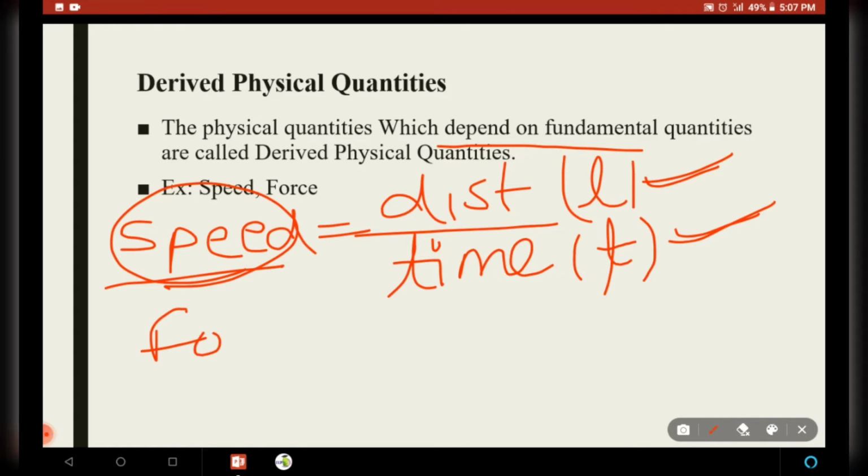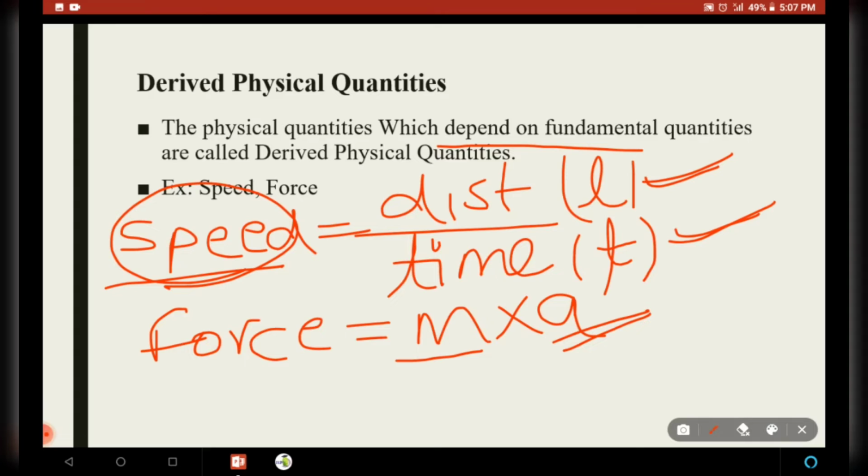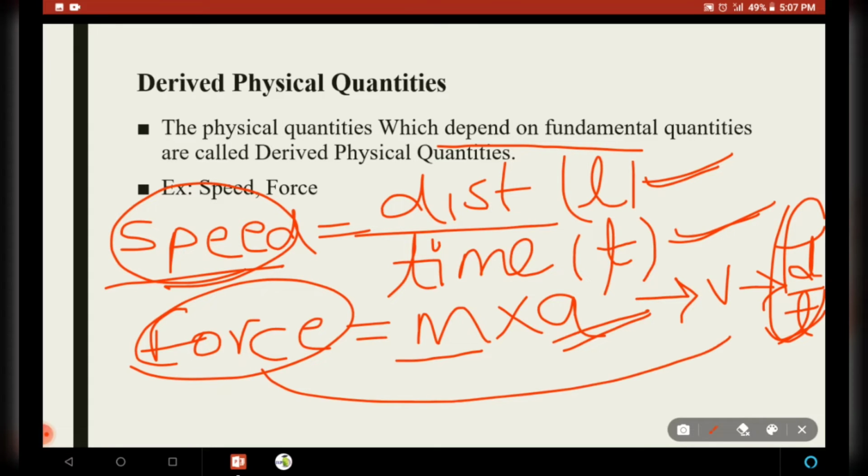Similarly, force. You know what force is? Force is mass into acceleration. Here mass is a fundamental physical quantity. Then acceleration, what is it? It is derived from velocity. Velocity is derived from distance by time. Here distance is measured in length, and time. These both are fundamental physical quantities. Hence the force is derived from fundamental physical quantities.